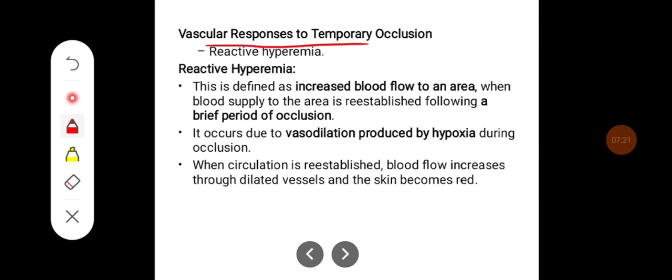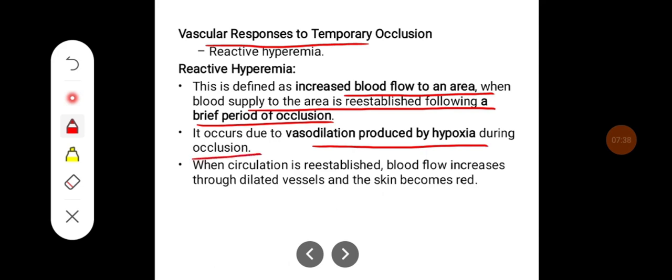Vascular responses to temporary occlusion, reactive hyperemia. This is defined as increased blood flow to an area when blood supply to the area is re-established following a brief period of occlusion. It occurs due to the vasodilatation produced by hypoxia during occlusion. When circulation is re-established, blood flow increases through dilated vessels and skin becomes red.